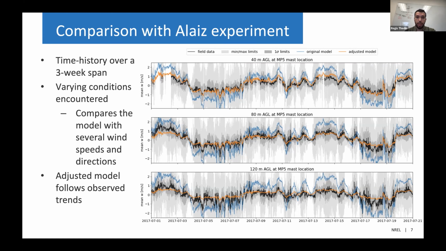The takeaway here is that the adjusted model shown in orange matches the trends a lot better than the blue curve, which is the original model. You can see the blue one overestimates and underestimates at a lot of places, still within the min-max, but very far from the mean sometimes. And if you see here on 120, our adjusted is not perfect. It's not trying to be perfect, but it matches all these trends pretty well. So we were happy with that.